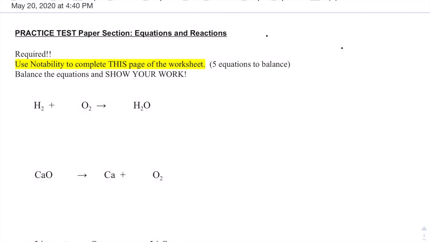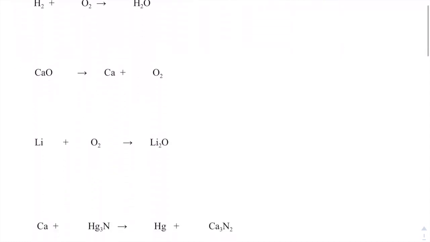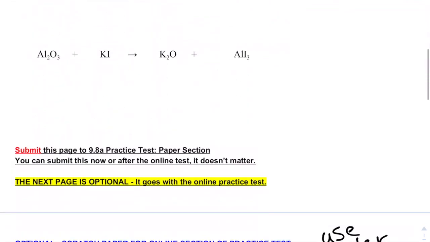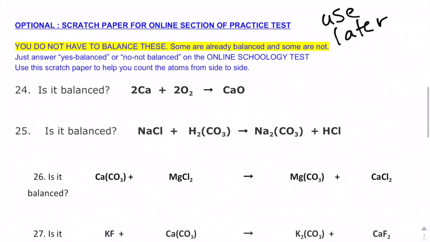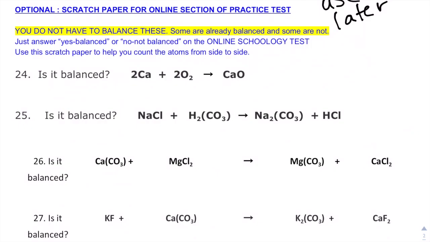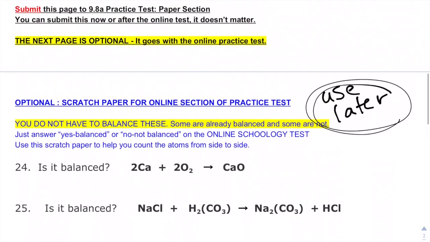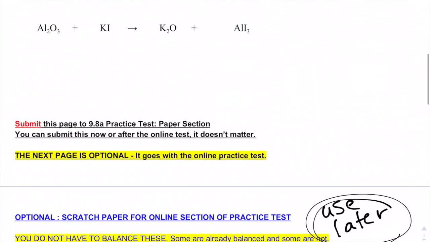And I want to make sure you understand that this is set up just like the test will be, where you'll have a paper part where you have to balance 5 equations. And then the second page of this you're going to use later, and it's scratch paper with the same equations on it that are on the online test. And so you might not choose to use it or need to, but it's there in case it helps you to have something to write on instead of just the online part.